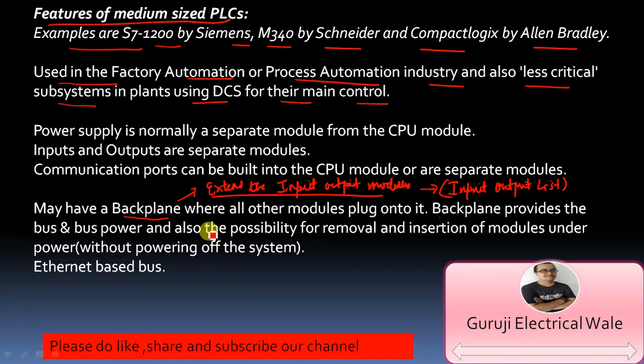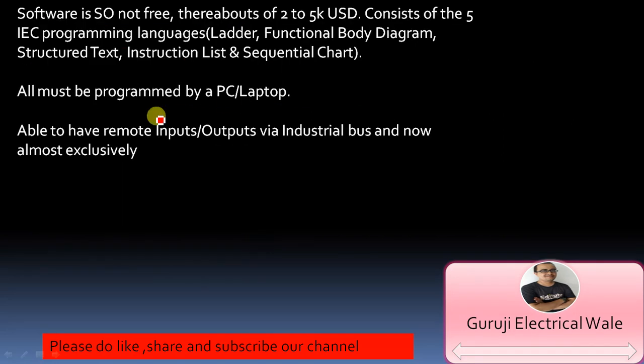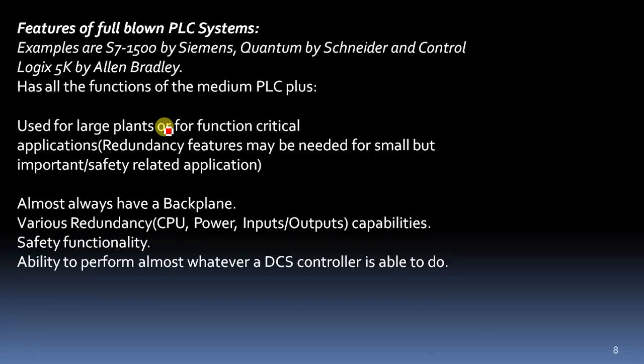It says backplane provides the bus and bus power and also the possibility for removal and insertion of modules under power without powering off the system. Then we have software that is not free for this PLC. It will cost you something around 2 to 5k US dollars. Then it consists of 5 IEC programming languages, mainly ladder, function block diagram, structured text, instruction list and sequential function chart. All must be programmed by a PC or laptop. So it is very necessary for medium sized PLC.